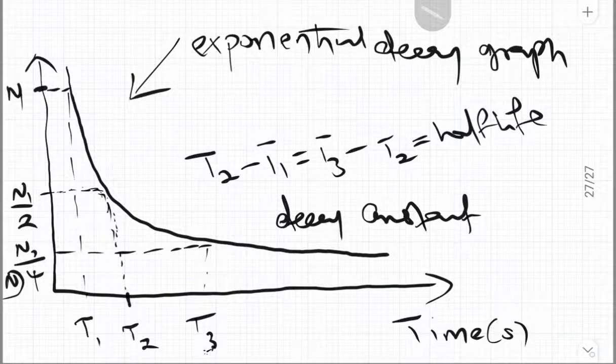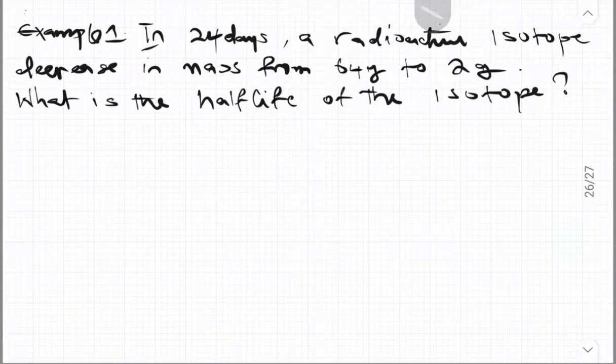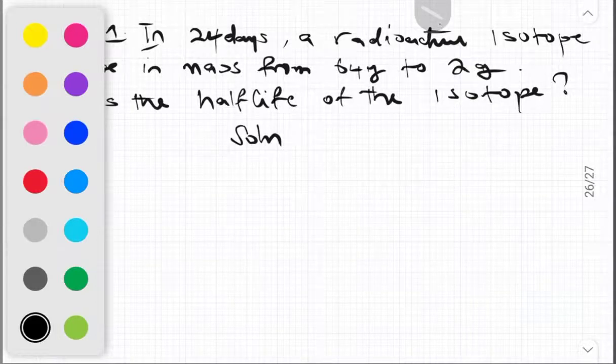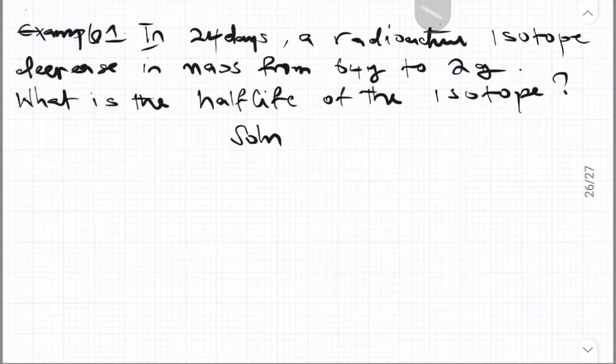Okay, so let's look at the first example. In 24 days, a radioactive isotope decreases in mass from 64 grams to 2 grams. What is the half-life of the isotope? So let's look at the solution.